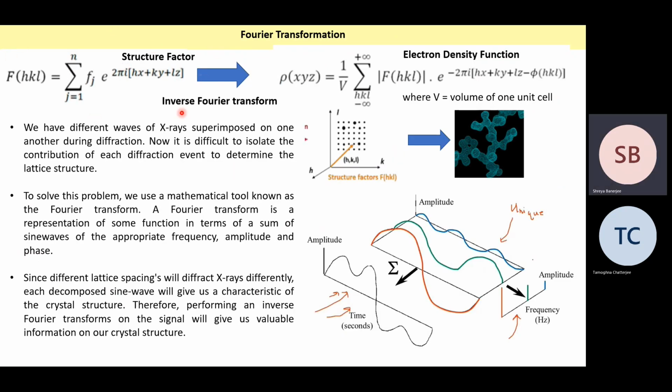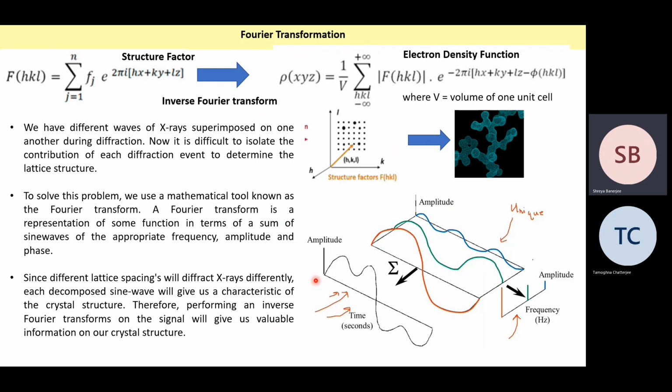Now that you have the F_hkl, something called an inverse Fourier transform is used to transform it into the electron density function, because ultimately you need the electron density. So we have different waves of X-rays superimposed on one another during diffraction. But we need to isolate the contribution of each diffraction so that we can find the net atomic structure. To solve this problem, a mathematical tool known as the Fourier transform is used. So this is a representation of the Fourier transform.